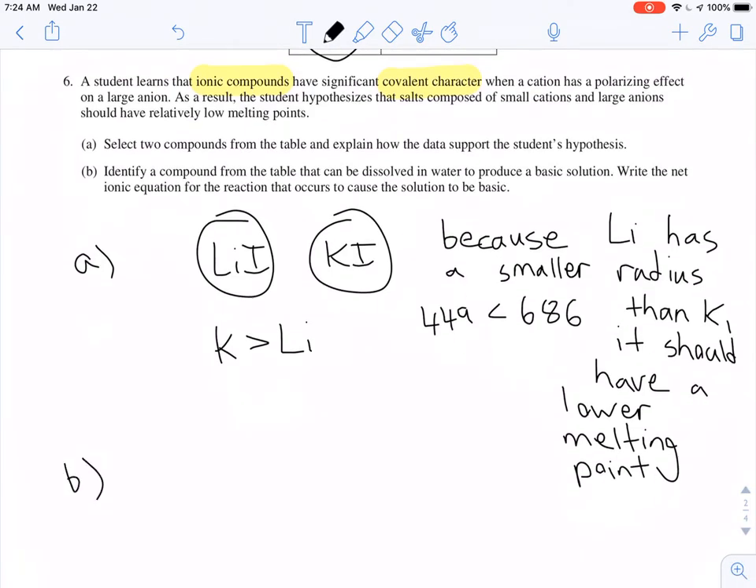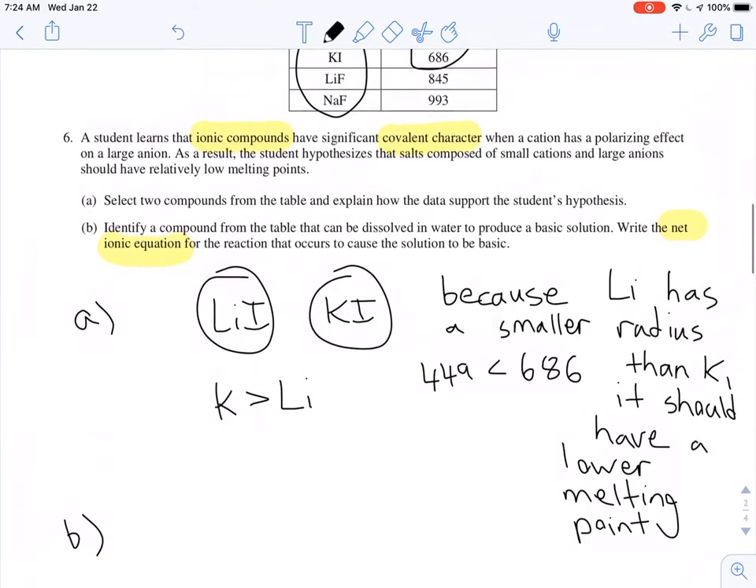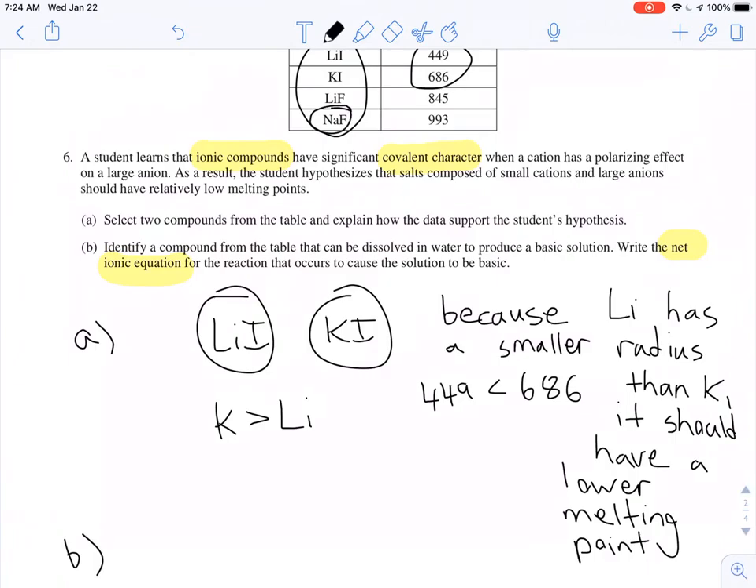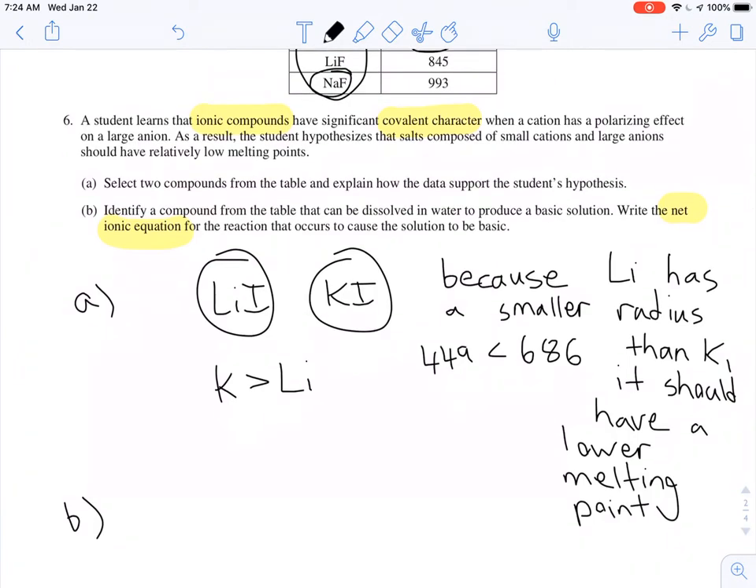Identify a compound from the table that can be dissolved in water to produce a basic solution. Write the net ionic equation for the reaction that occurs to cause the solution to be basic. So a net ionic equation is an equation of a chemical reaction that includes just the species that are involved in the reaction. So if we look at our table, we can see sodium fluoride. And now for sodium fluoride, the sodium is soluble in water, so it will not be involved in the reaction.